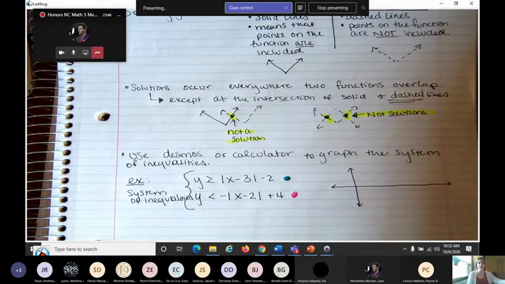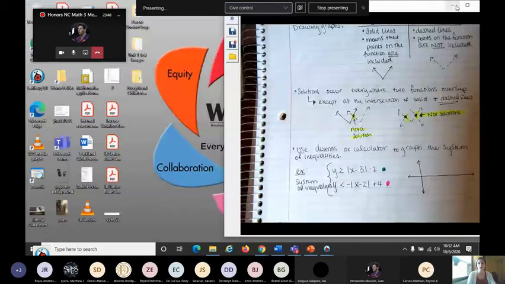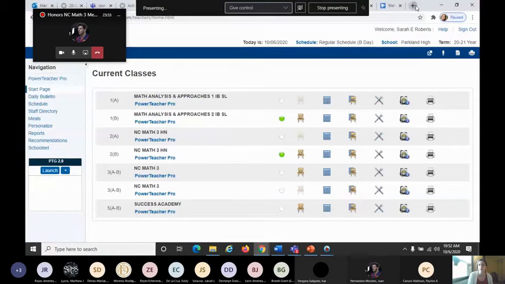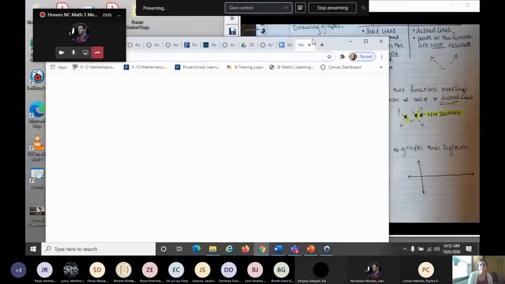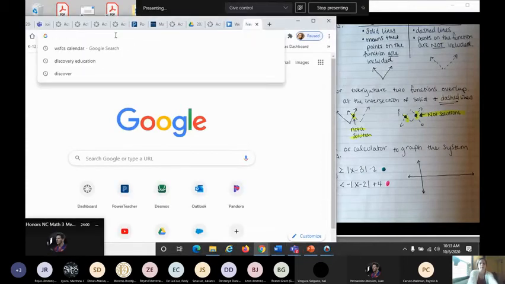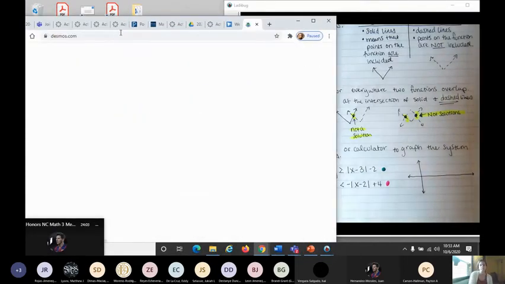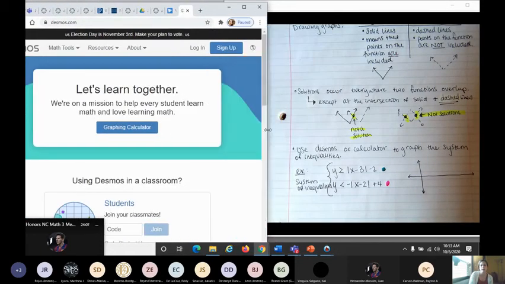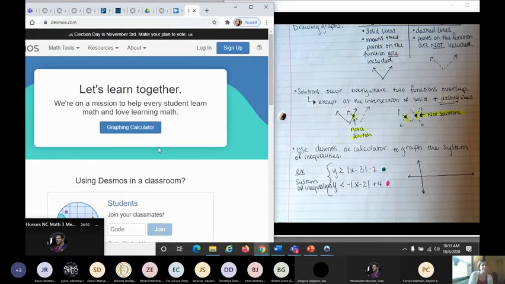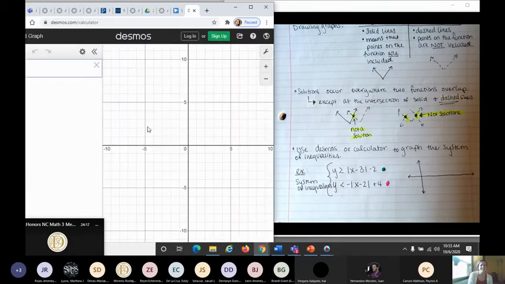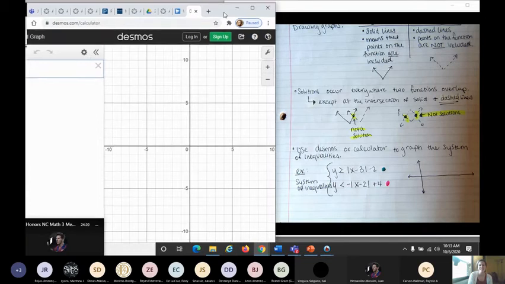So while you guys are catching up, I'm going to go ahead and make this a little bit smaller and pull up Desmos. Oops, make this smaller. Ugh, and everything's in my way. Okay, let's go to desmos.com. Get this out of the way.